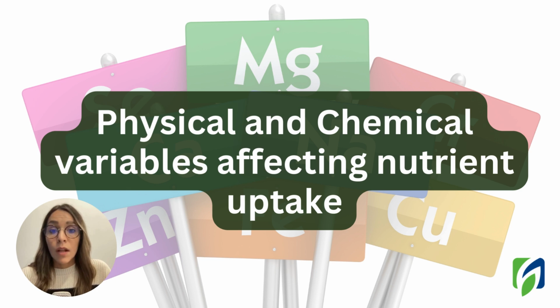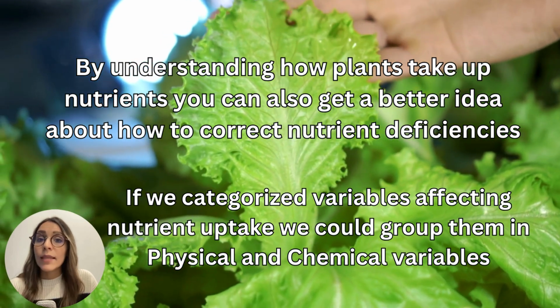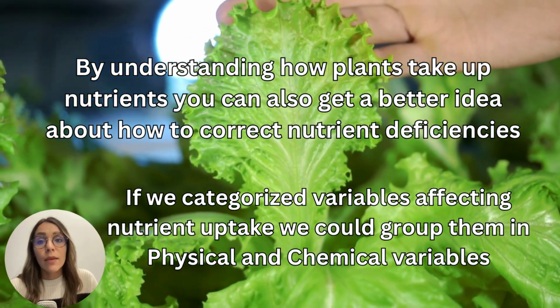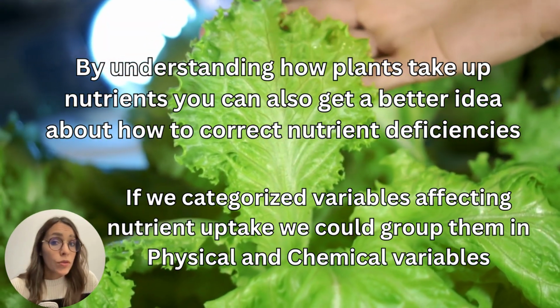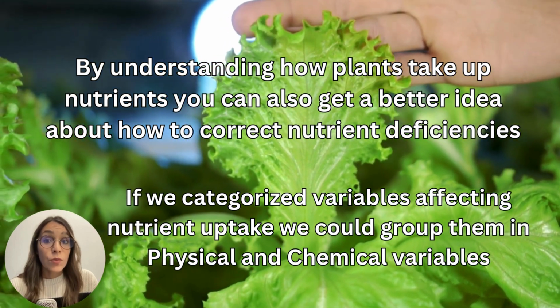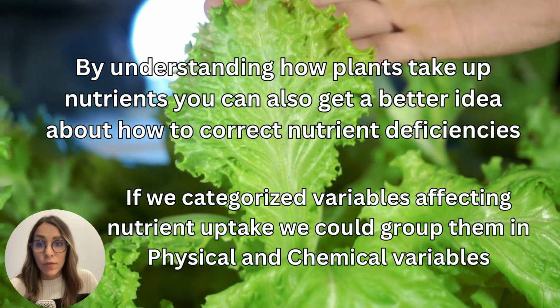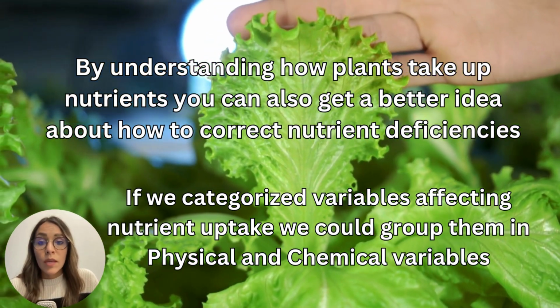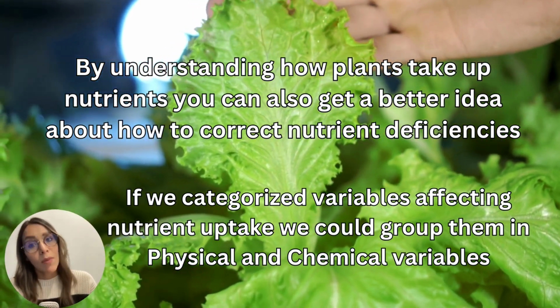Sometimes there are physical and chemical variables that can affect nutrient uptake. It is important to understand how plants take up nutrients in order to fix nutrient deficiencies. Even though you have provided all the nutrients to your plants, there are variables that you need to control in your hydroponic system to avoid nutrient deficiencies. We can group them into physical and chemical variables. So let's start with the chemical variables.